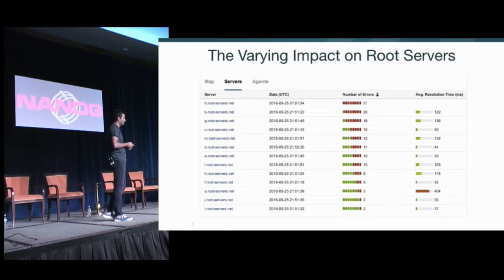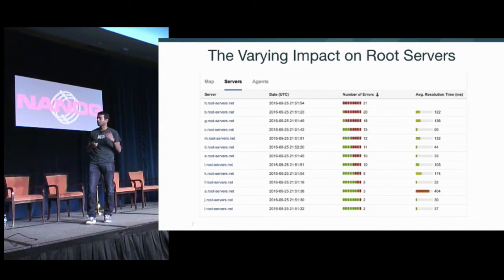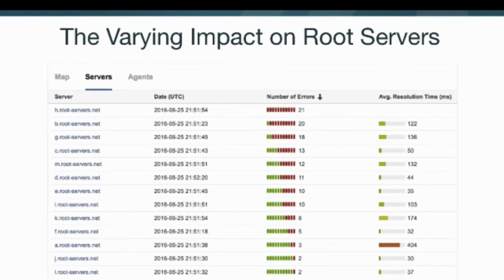And then this graph, which is really interesting, shows you the impact that was on each different root server. Now, what you notice here from top to bottom, we've sorted it based on the number of errors we've seen, the errors being the availability errors in this case. So we see H root server and B root server in particular taking a pretty big hit in availability.